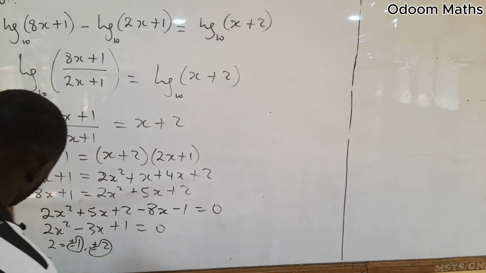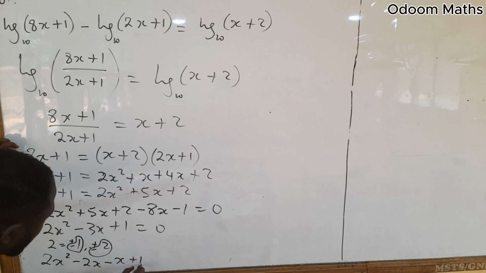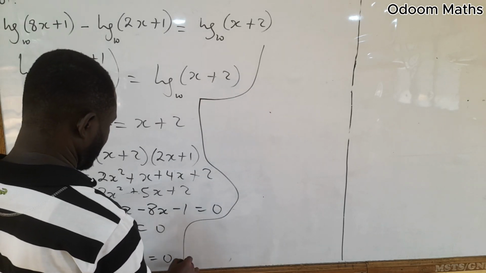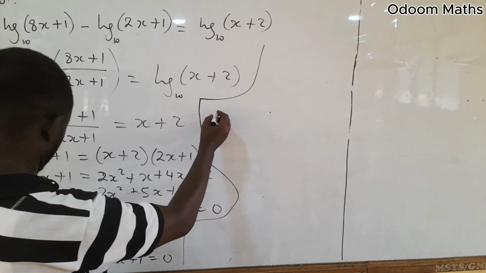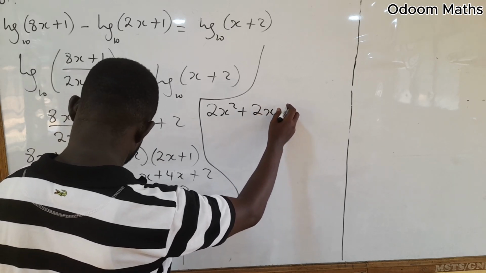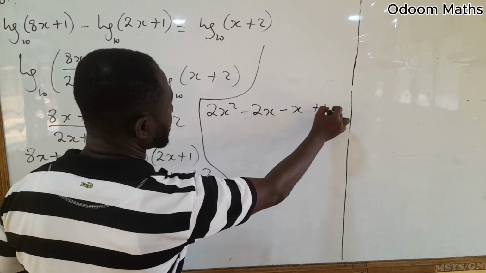Let me just fix this one here. So 2x squared, then minus 2x minus x. That is negative 2 here, the negative 1 here. That is negative 1x plus 1 equals 0. Okay, I can continue on this side. So this is going to give me, let me write them here first. So 2x squared minus 2x minus x plus 1 equals 0.